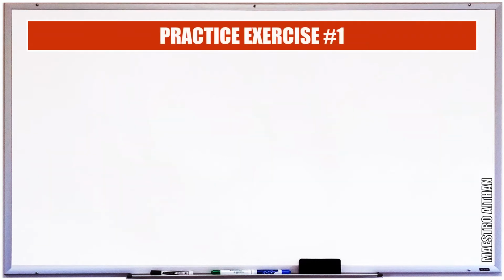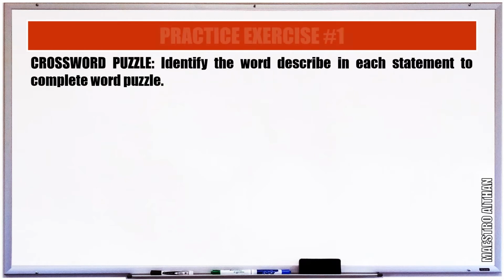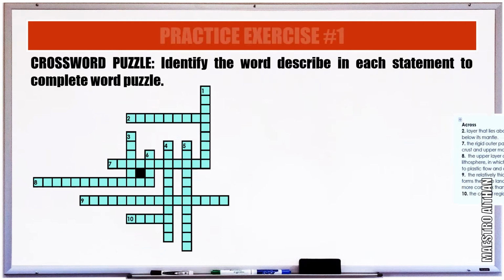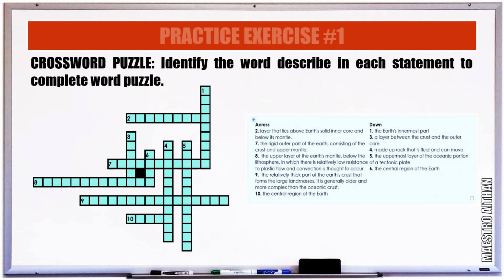We are done with the structures and composition of the Earth. It is time for practice exercises. Practice exercise number 1: Crossword puzzle. Identify the word described in each statement to complete the word puzzle. You can pause this video lesson guide while doing the practice exercises.